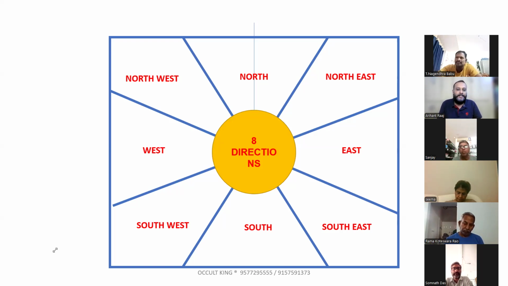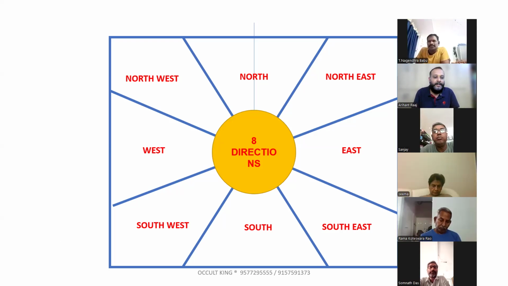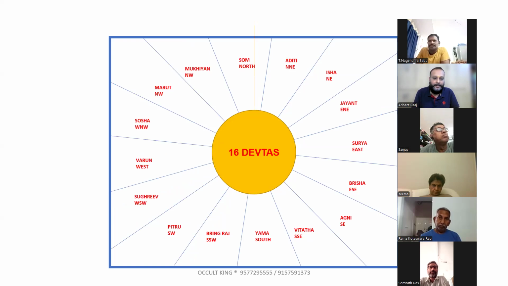So likewise, these are the basic directions: east, west, north, south, and northeast, southeast, southwest, and northwest. So these are the 8 major directions. Next.